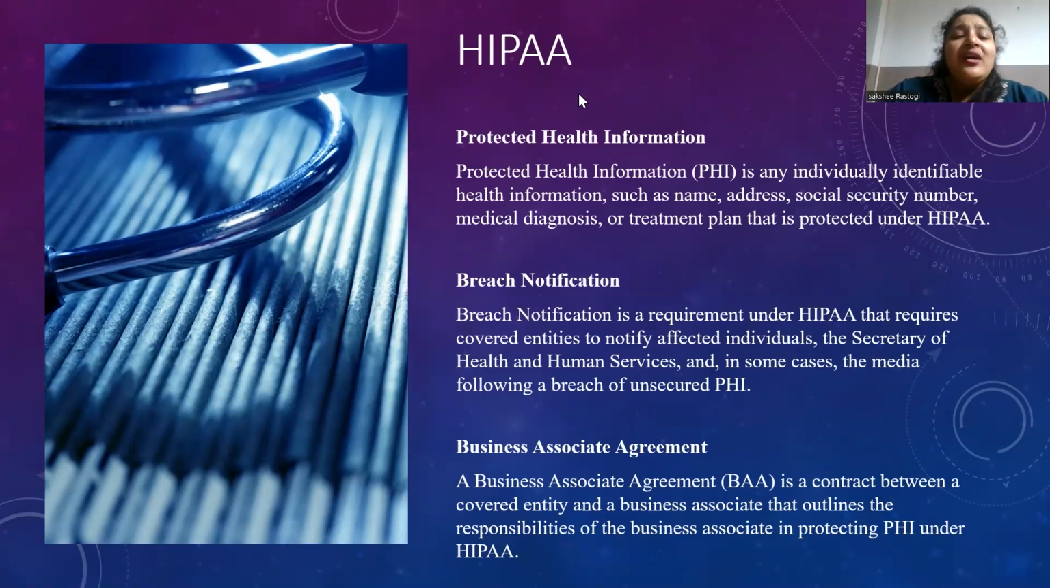Examples of PHI are medical records, hospital bills, insurance cards, prescription labels, lab results, and medical images, for example X-rays, MRI, CT scans. Non-PHI examples are de-identified health data, which is aggregated statistics, publicly available information, such as a name in a phone book, and health information from non-covered entities, such as fitness trackers and wellness apps. So PHI is a critical component of healthcare, and its protection is essential for maintaining patient trust and confidentiality.